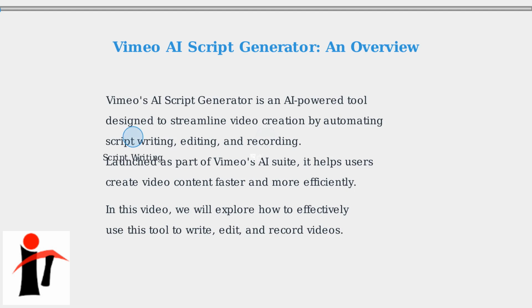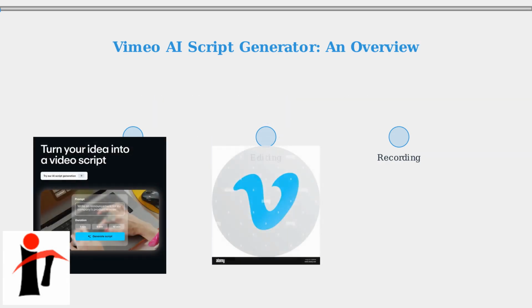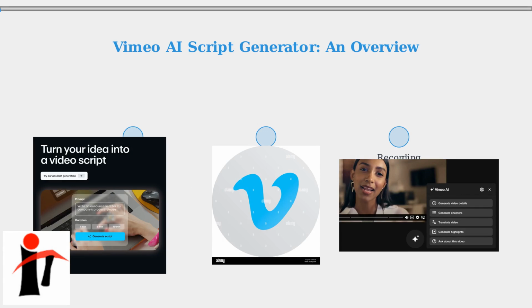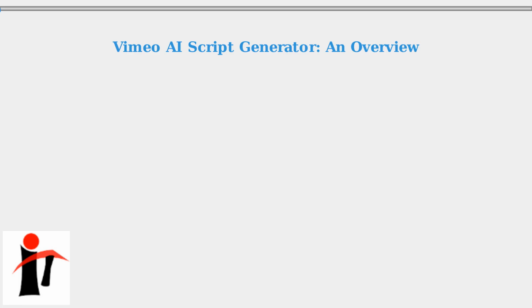The tool automates three key processes: script writing, editing, and recording integration. You can see examples of the tool's interface, including the Vimeo logo and AI menu features. This overview sets the stage for understanding Vimeo's AI Script Generator capabilities.